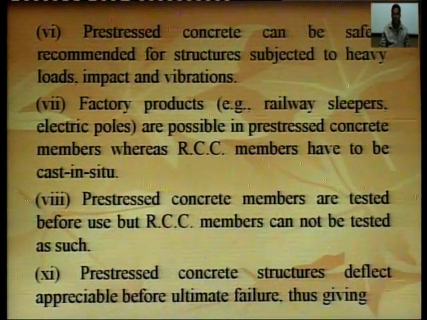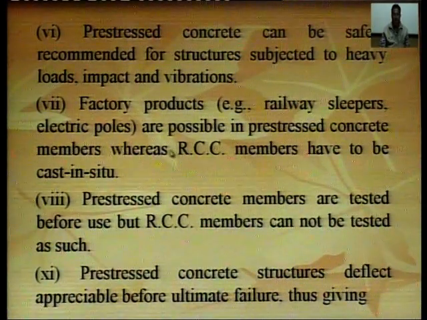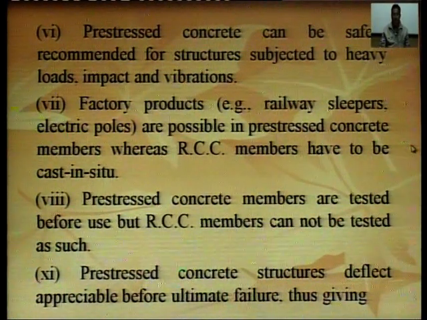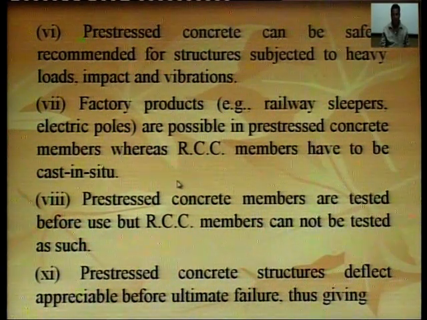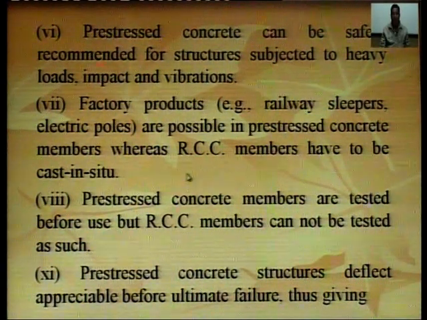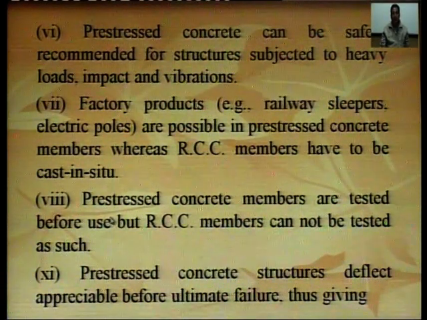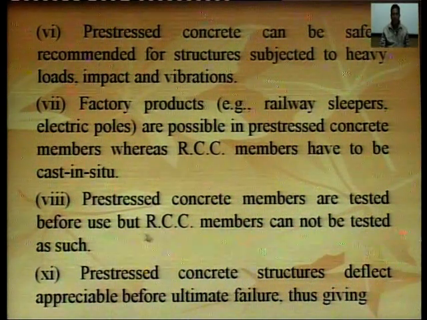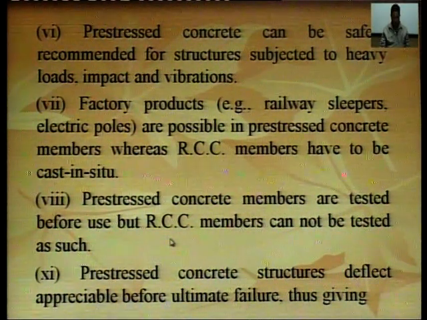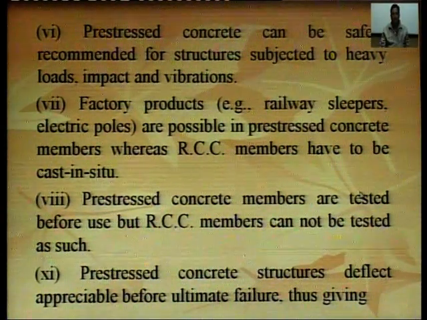Factory products, that is railway sleepers and electric poles, are possible in pre-stressed concrete members, whereas RCC members have to be cast in situ. Pre-stressed concrete members are tested before use, but RCC members cannot be tested as such.